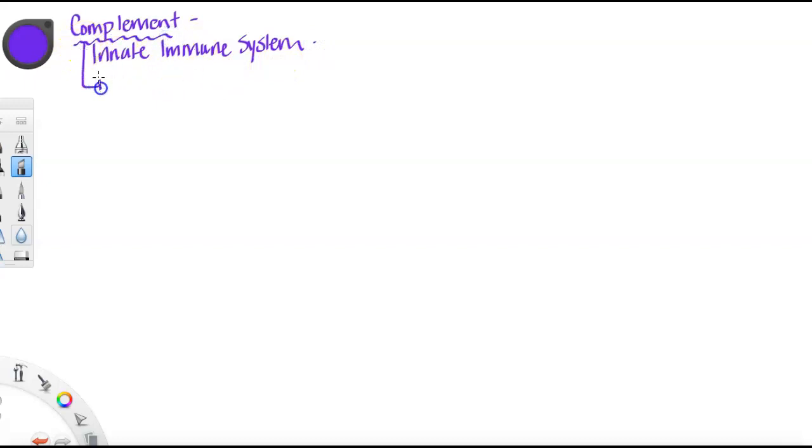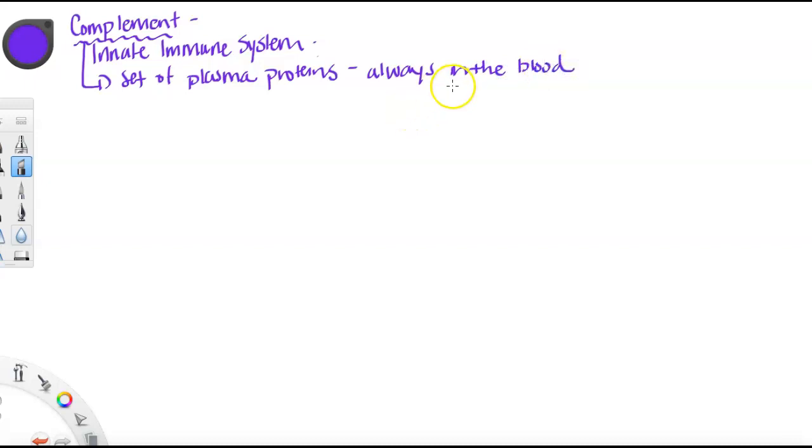Complement is a set of plasma proteins, meaning they're always in the blood, ready to be initiated or activated, however you want to call it. So complement itself is a system, a set of plasma proteins, part of the immune system.